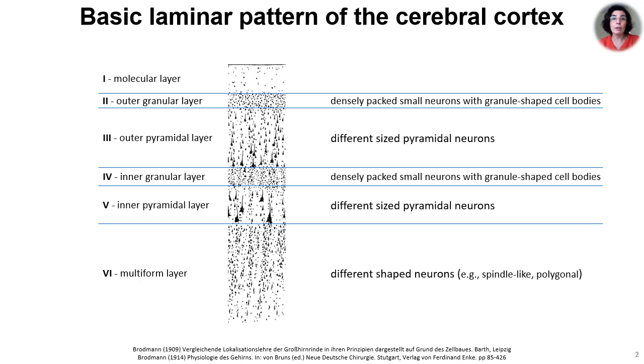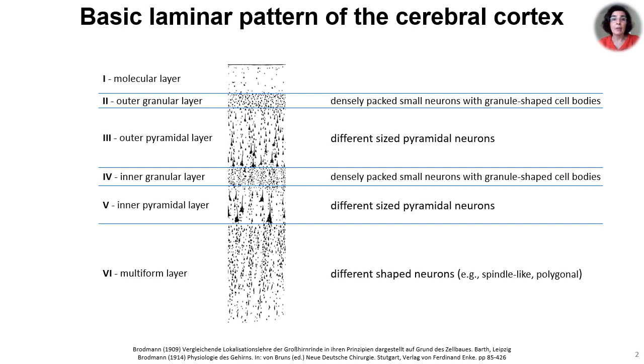Layer 1, the molecular layer, occupies the most superficial parts of the cortex and contains only a few scattered small neuronal cell bodies. Layer 2 is the external granular layer and contains small neurons with roundish, grain-like cell bodies, hence the layer's name. Layer 3 is the external pyramidal layer, and as you can imagine, the cell bodies of neurons in this layer are pyramidal in shape.